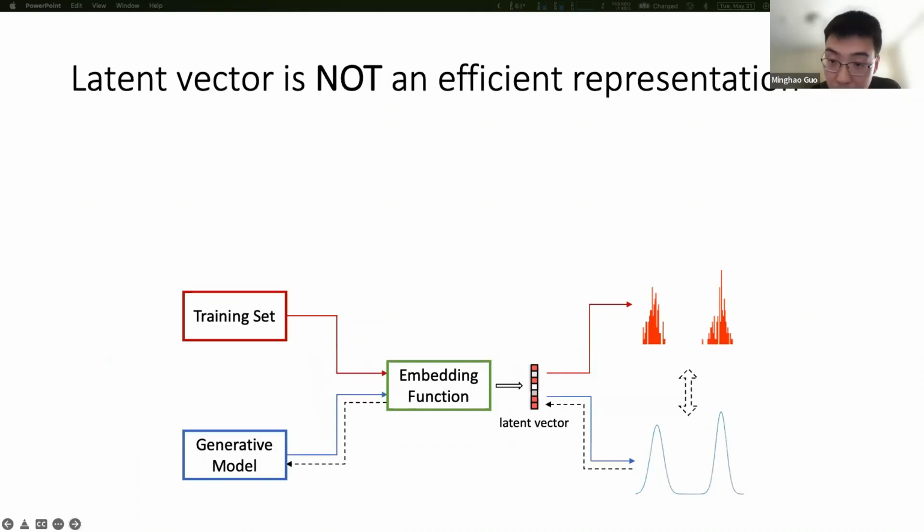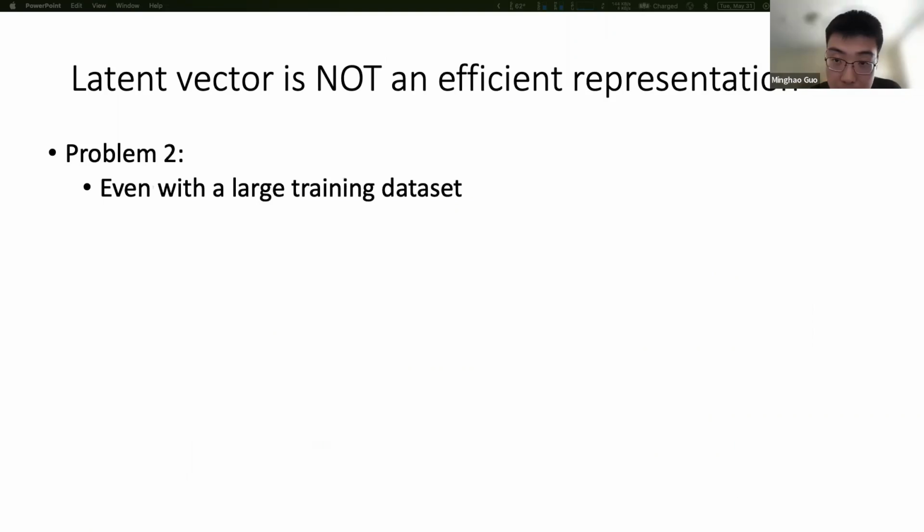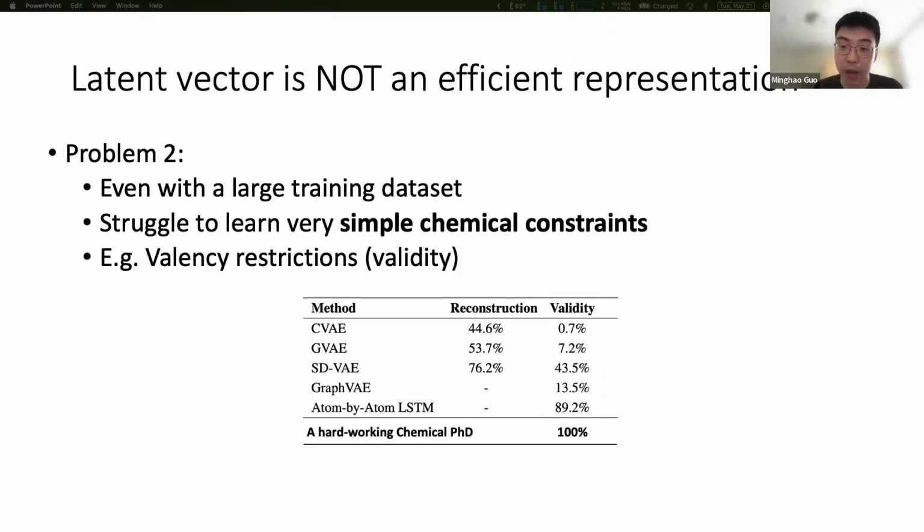Okay, let me go back to where I started. A hardworking chemistry PhD can easily write down all the rules and achieve 100% validity. It is really easy to verify.